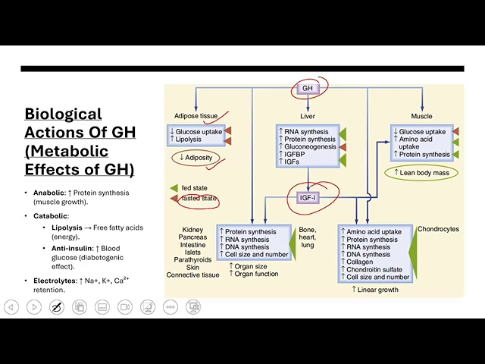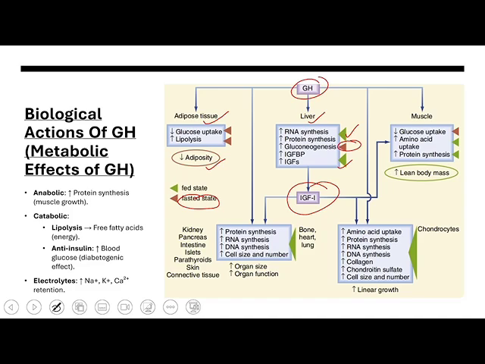And next we see when this growth hormone acts on the liver, then during the fed state, that will lead to increased RNA synthesis, that is transcription, and increased protein synthesis. But during the fasting state, there will be increased gluconeogenesis, and also, during the fed state, there will be increased insulin-like growth factor binding protein and increased synthesis of the insulin-like growth factors.